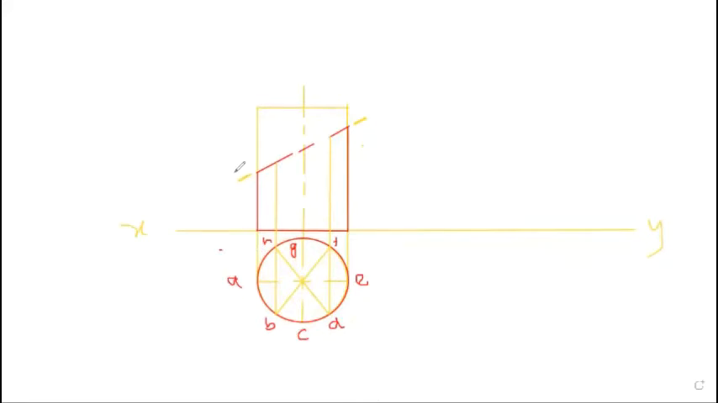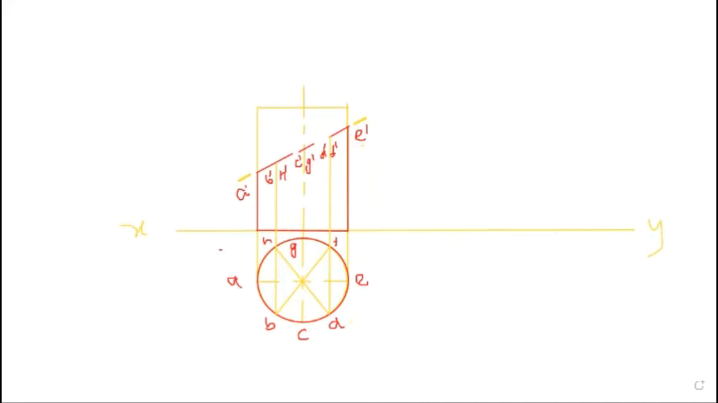So this will be A dash. This point will be B dash and H dash. This point will be C dash and G dash. This point will be D dash and F dash. And this one will be E dash. Okay.